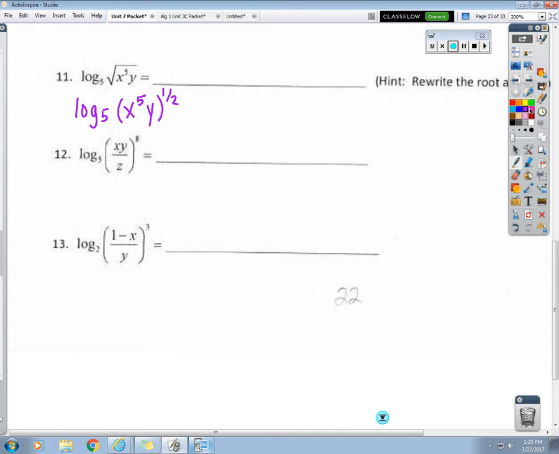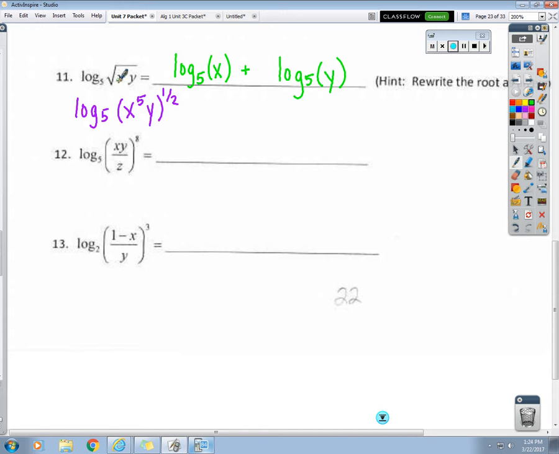How many times am I going to need to write log base 5? Twice. Once for that x and another time for the y. So log base 5 of x, log base 5 of y. What sign should go in between them when it's expanded? Addition. Because it was multiplication when it was condensed. Now we need to worry about the exponents. What all is raised to the 1/2 power?